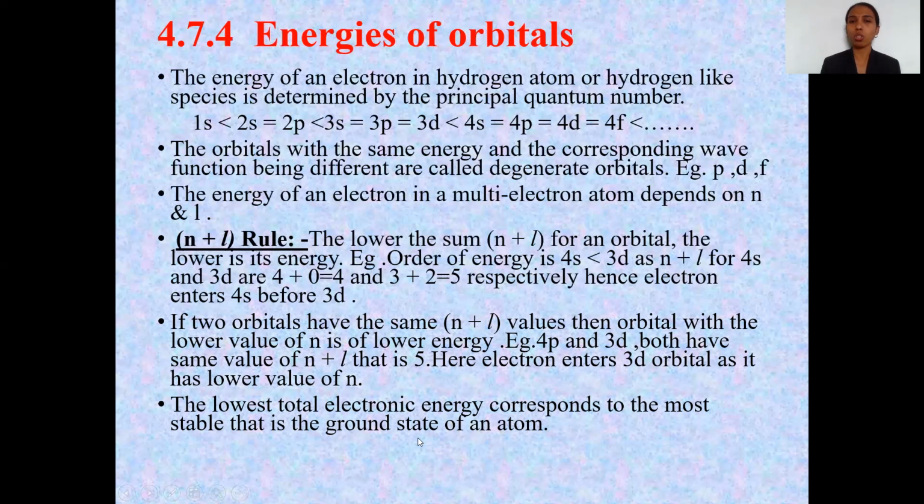So जी lowest electronic state असेल किंवा lowest total electronic energy असेल, which corresponds to the respective ground state. त्याची जी orbital state असणार आहे ती ग्राउंड स्टेट असेल. सो द लोवेस्ट टोटल इलेक्ट्रॉनिक एनर्जी करस्पॉन्ड्स टू द मोस्ट स्टेबल इज द ग्राउंड स्टेट ऑफ द ॲटम. त्या ॲटमची ती स्टेबल स्टेट असेल आणि ती ग्राउंड स्टेट असणार आहे.